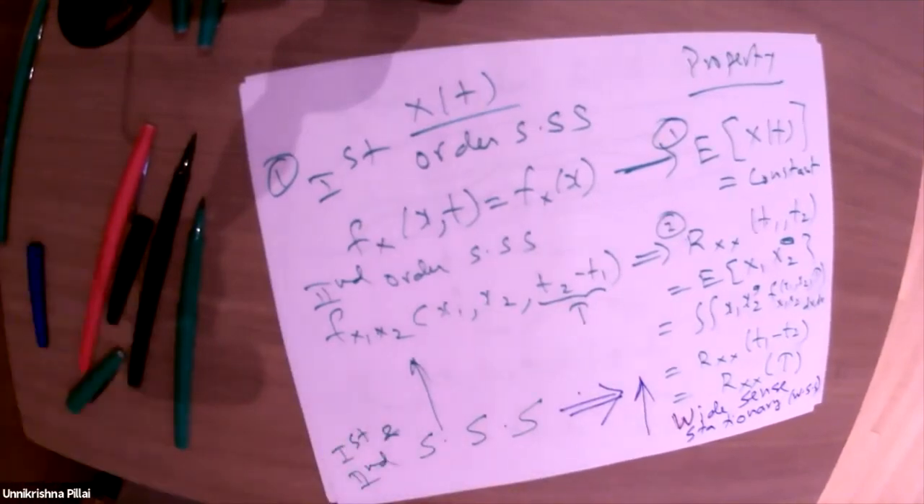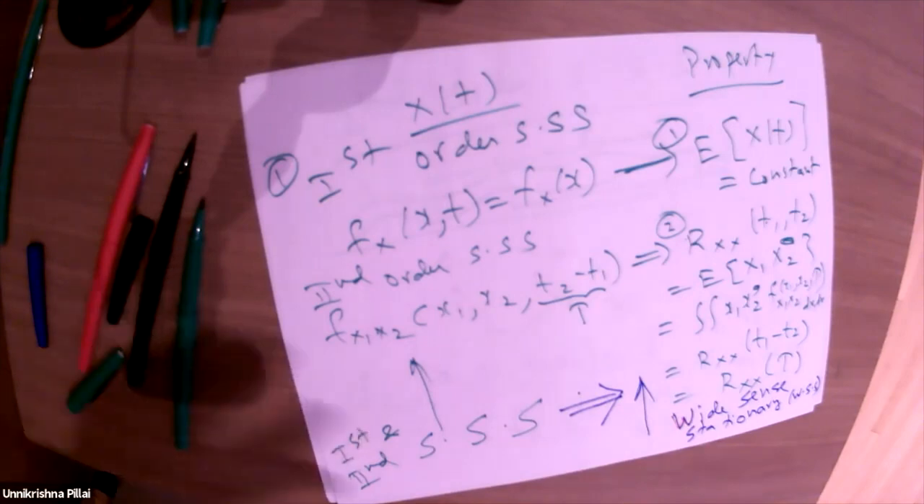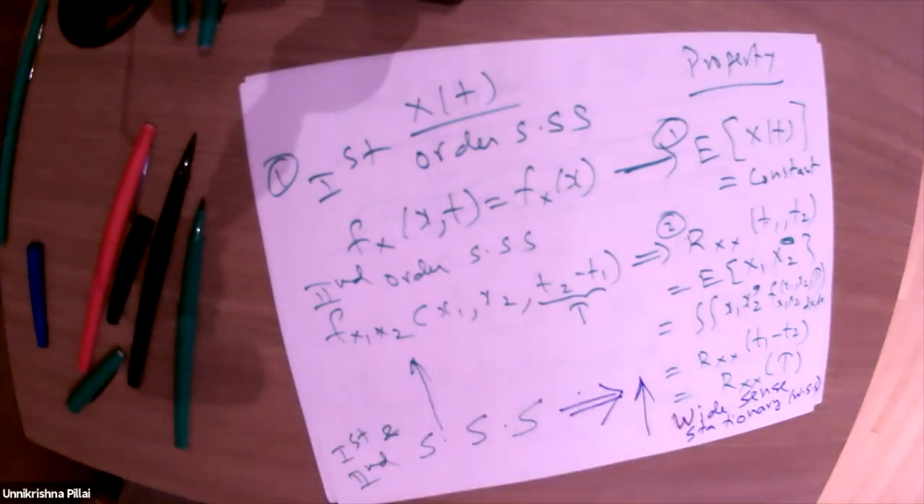So do you need any proof? Do you clearly see that if a process is strict sense stationary, it is already wide sense stationary? Why is that? Because strict sense stationarity is used to derive wide sense stationarity. So in the next page, I'm going to write this theorem: a strict sense stationary process is always wide sense stationary. First of all, what is wide sense stationary? These two properties.